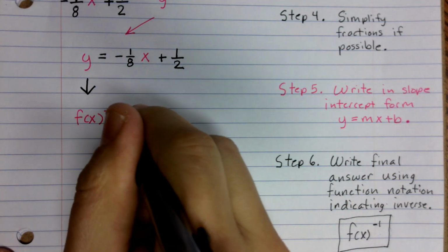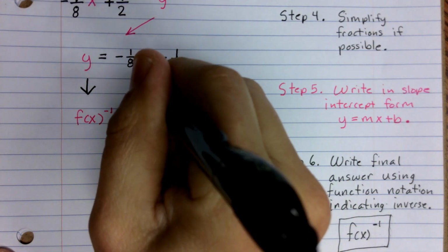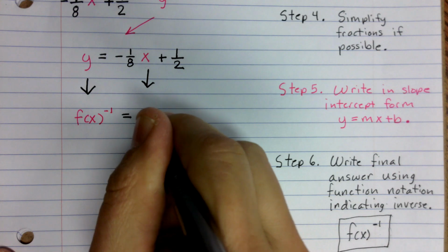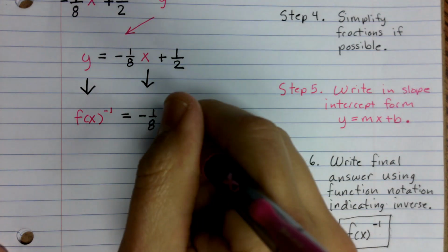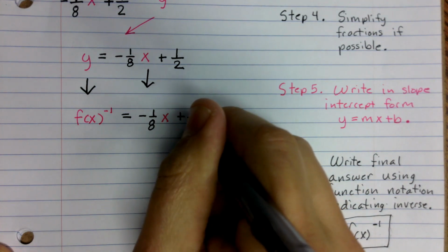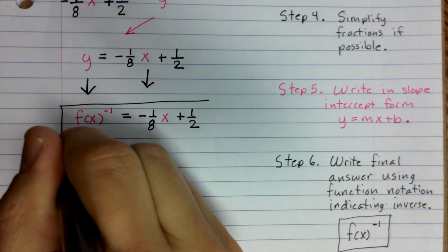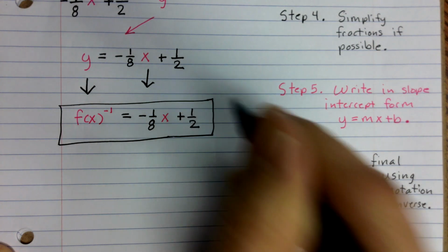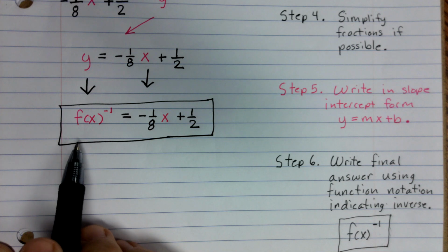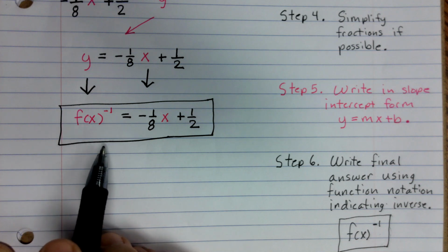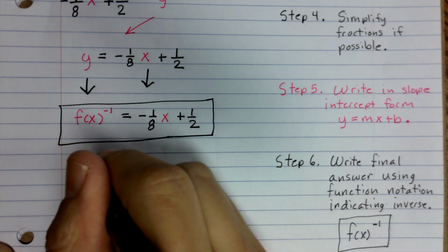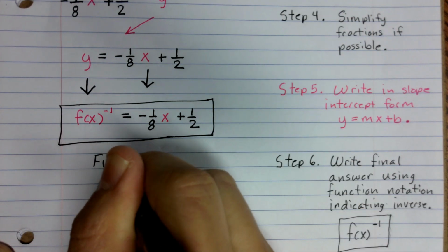And then I'm going to bring down my equal sign. And then everything else is going to come down just as normal. So -1 over 8 x plus 1/2. And that is my final answer. So I have written the inverse function of what we started with, which was f of x equals -8x plus 4. So I'm going to write right here, final answer.